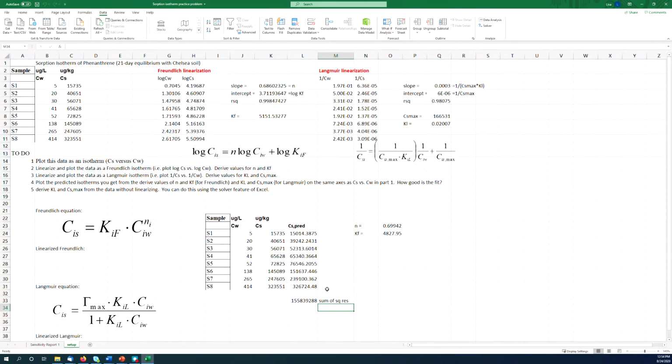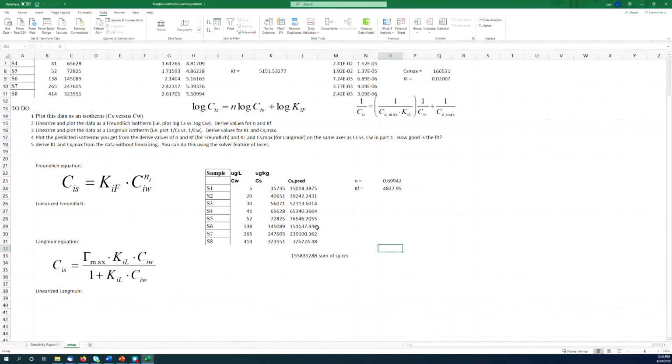So that is an example of how you can do some nonlinear curve fitting. Notice that up here we got 0.686 as our regression. If you were paying close attention to the video where I did this in R, we got exactly the same value using R. When we did the linearization, when we use the nonlinear curve fitting, we get 0.699 and slight differences in KF. Okay, so there's other things that we could do, but for the moment, let's plot this.